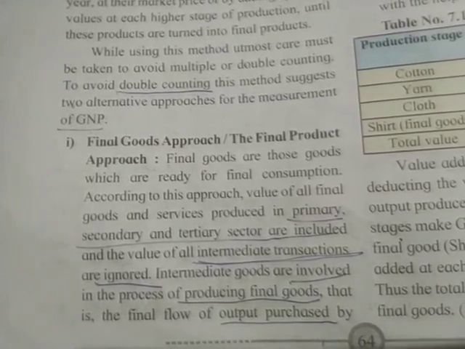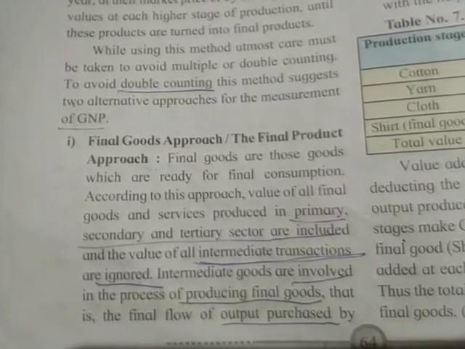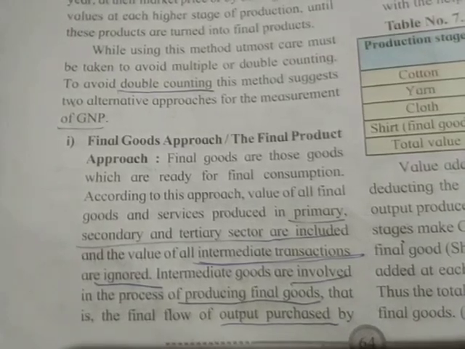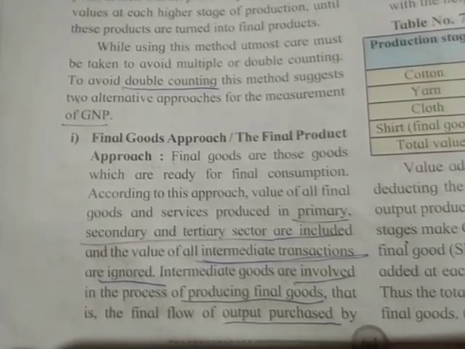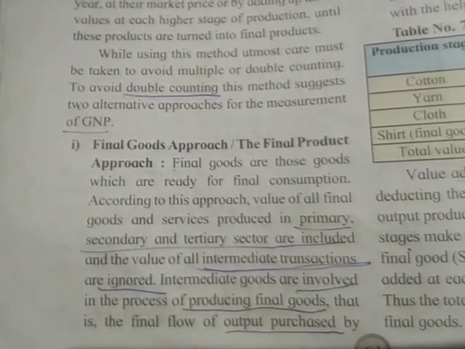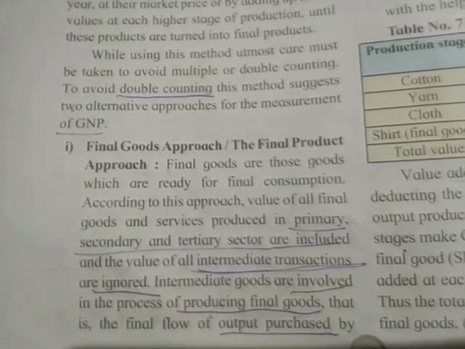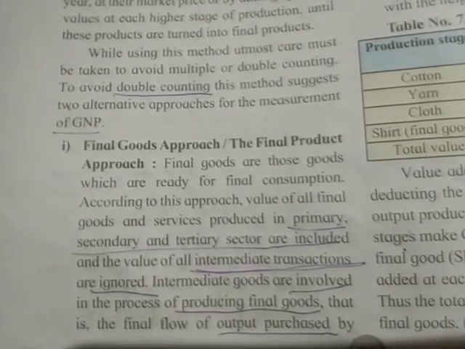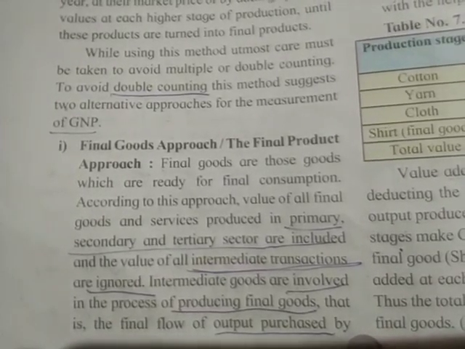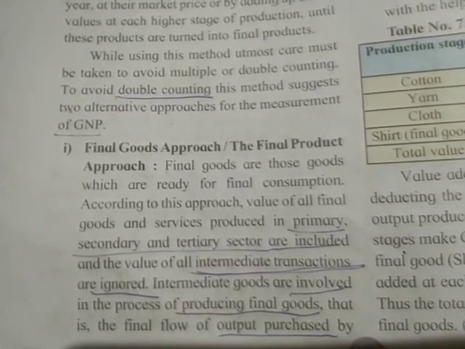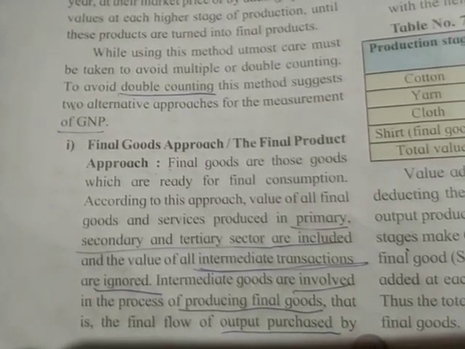To avoid double counting, this method suggests two alternative approaches for the measurement of GNP. First, final goods approach / the final product approach. Final goods are those goods which are ready for final consumption. According to this approach, value of all final goods and services produced in primary, secondary and tertiary sector are included and the value of all intermediate transactions are ignored.